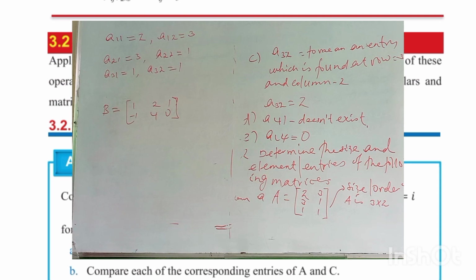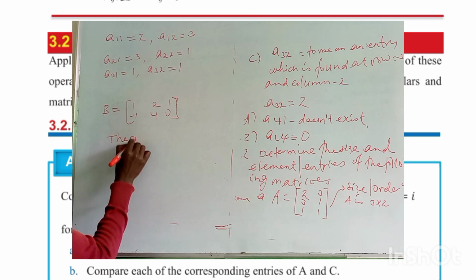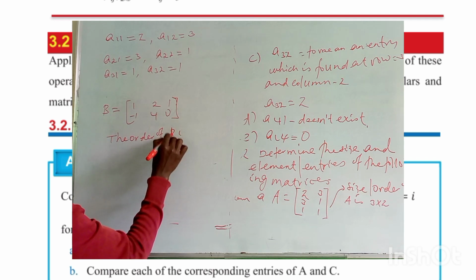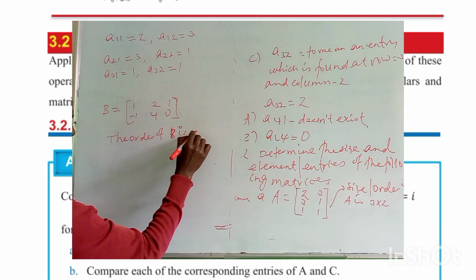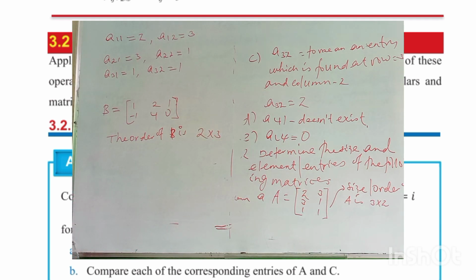And on question B, we are asked to give the number of entries of this matrix and the order or size of this matrix. Since this is a 2 by 3 matrix, the order of matrix B is just 2 by 3. That means it has 2 rows and 3 columns.